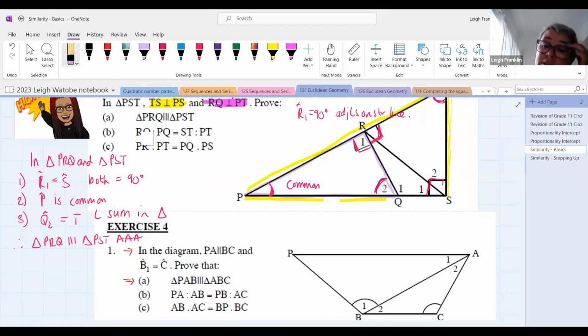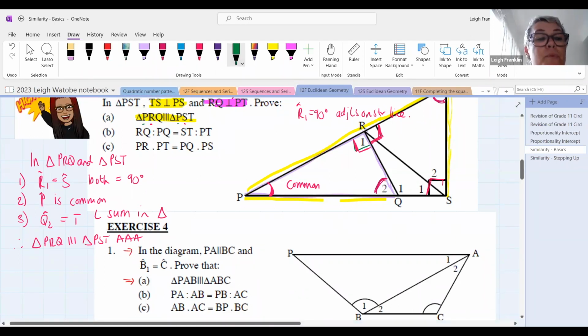The order of the letters is very important. When they give you the triangles like they've done in question A, they are telling you that angle P, the first letter, and the first letter go together. Angle P is the same as angle P. They're telling you that angle R in the one triangle is the same size as angle S in the other triangle. And it also means that angle Q in the first triangle is the same size as angle T in the second triangle. Okay, so that's how we would go about proving similarity.